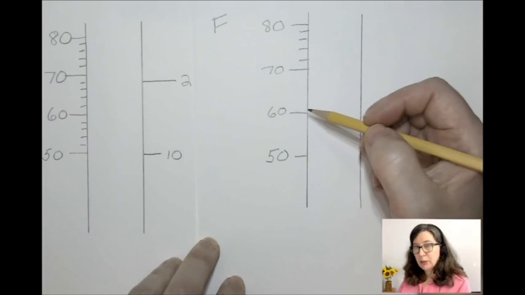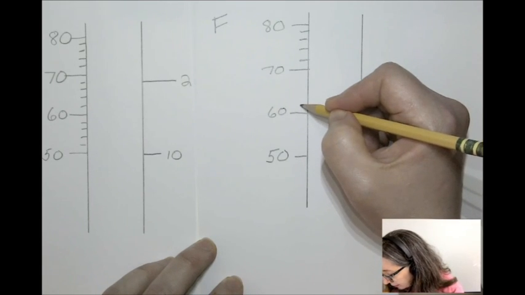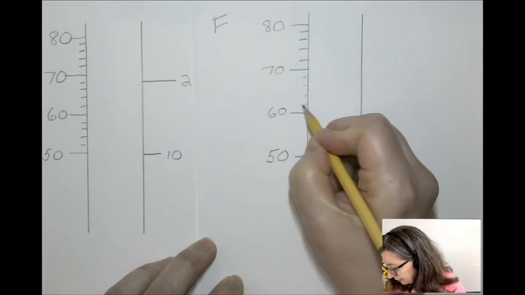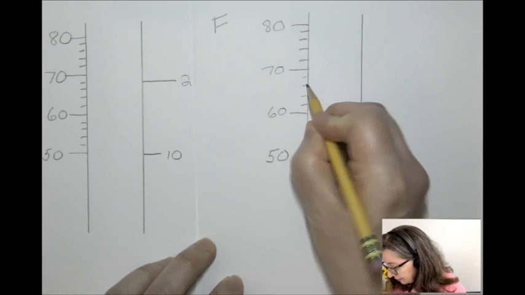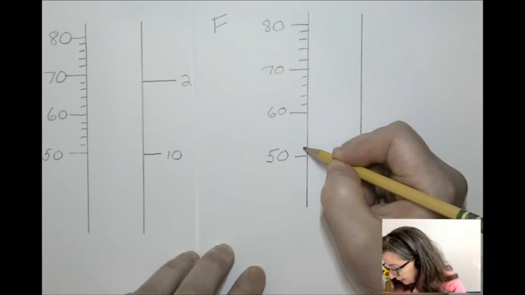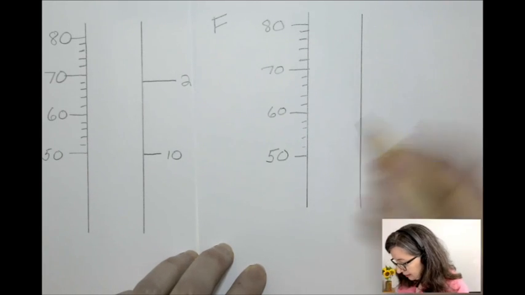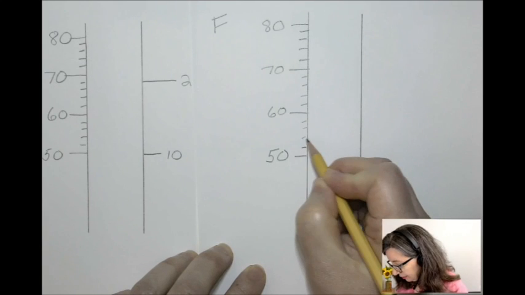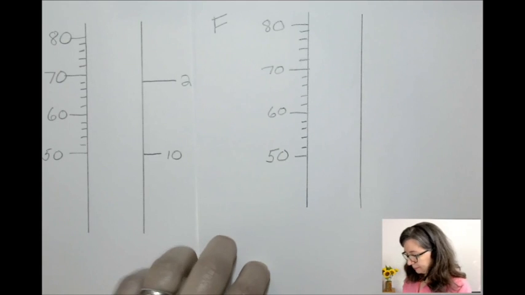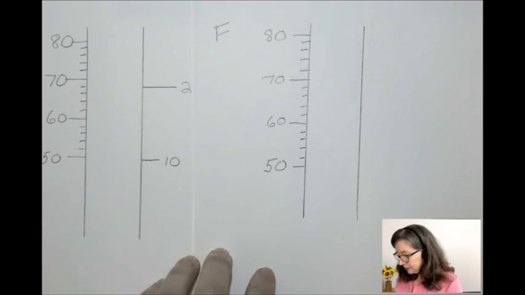Okay, now we're going to add the small tick marks between the 60 and the 70. Again, 4 light tick marks. 1, 2, 3, 4. Pretty happy with those, so I'm going to go over them. And then again, between 50 and 60, and this is the last set. Again, lightly, 4 small tick marks. And then heavier once you're happy with them. Okay, that's our Fahrenheit side. Those are degrees Fahrenheit. Let's do the Celsius side.